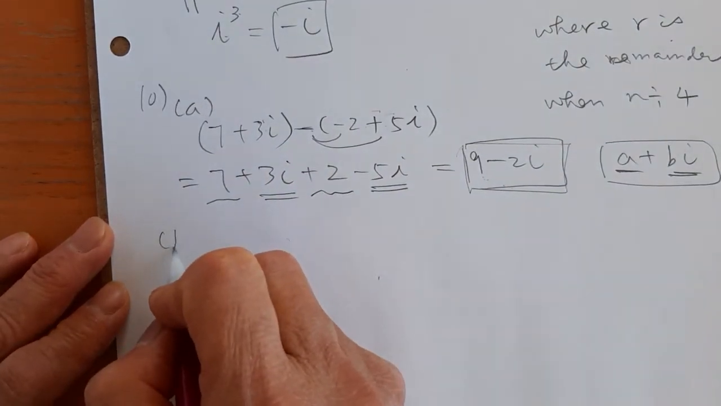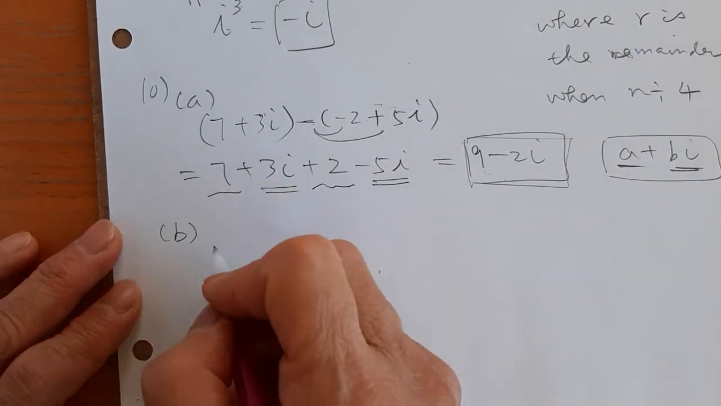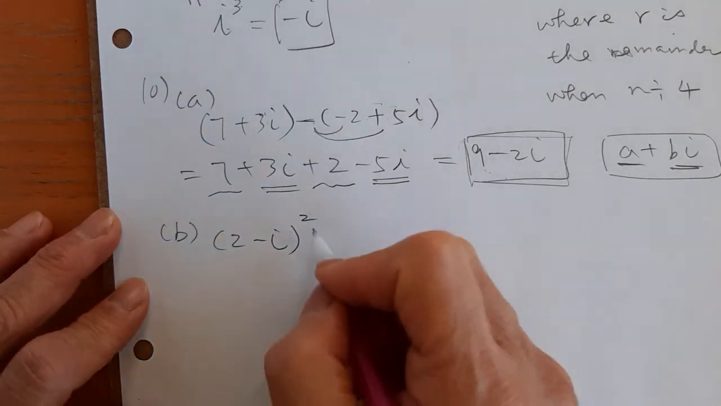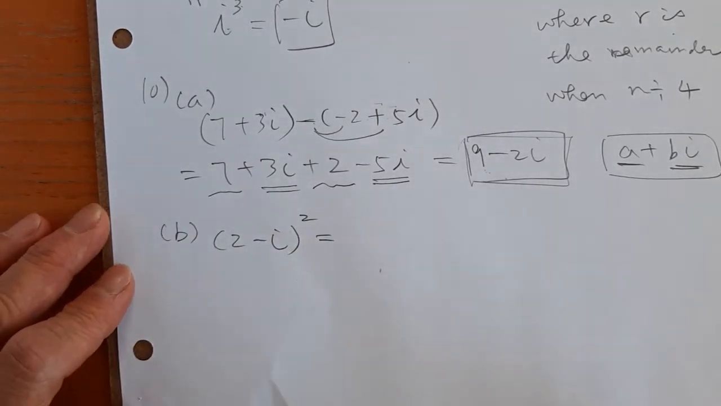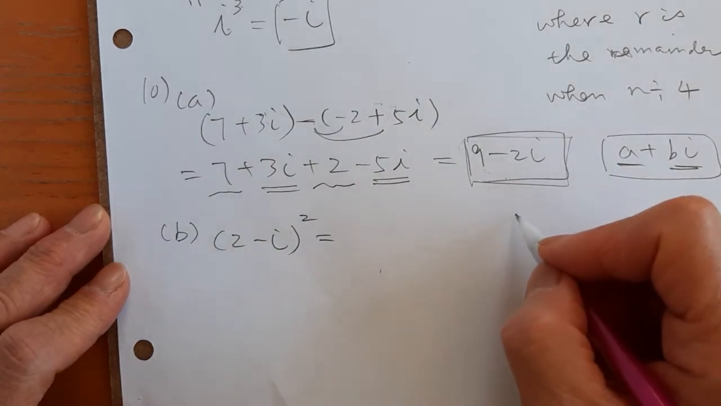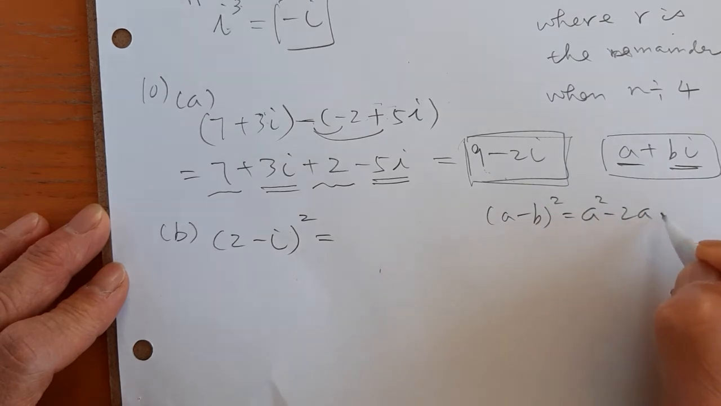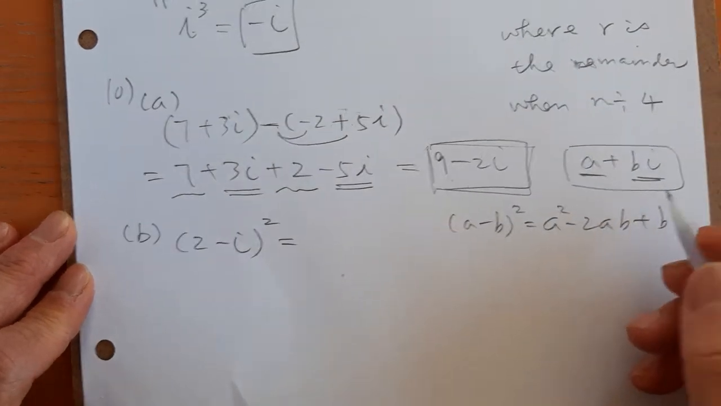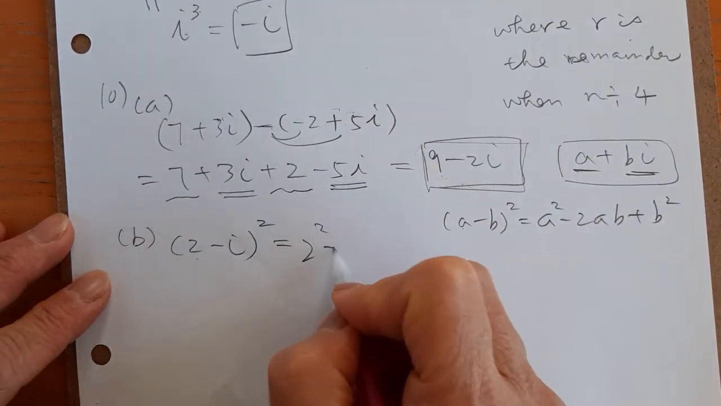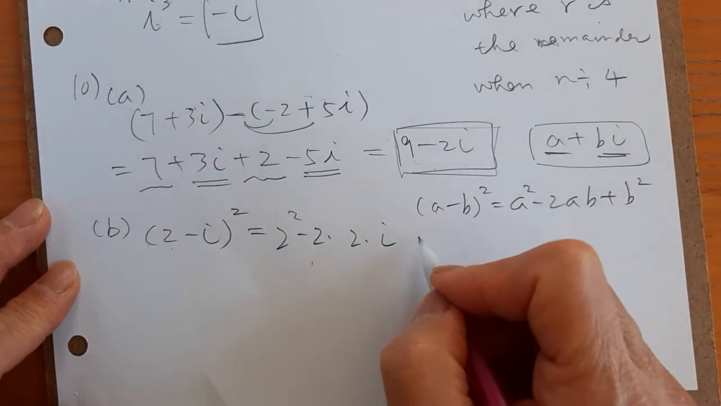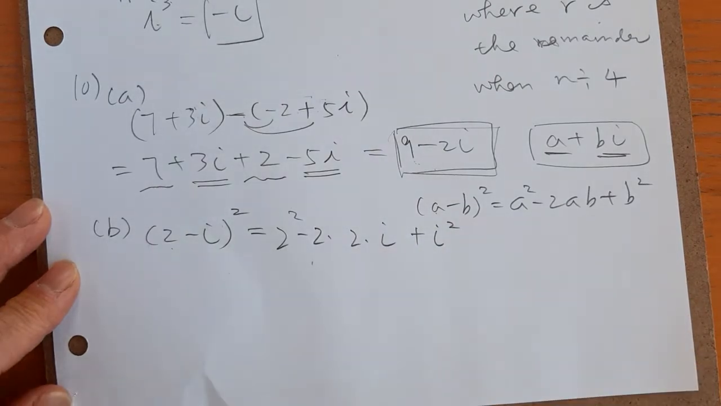And b, multiply 2 minus i quantity squared. And you can use the formula. The formula is a minus b squared equals a squared minus 2ab plus b squared. A is 2. Minus 2 times a is 2, b is i. And plus b squared is i squared.